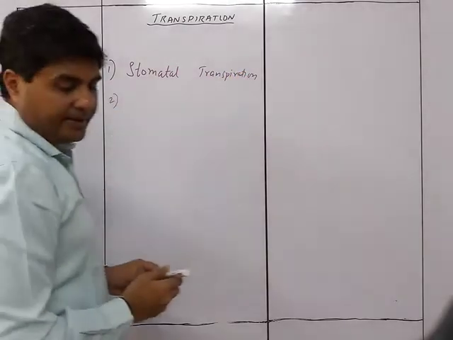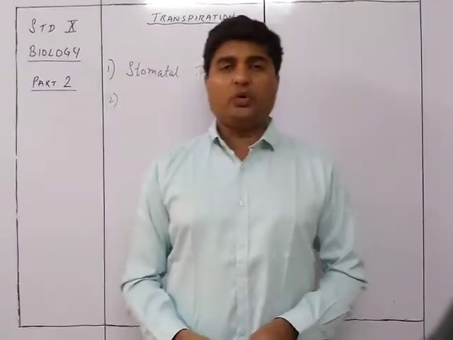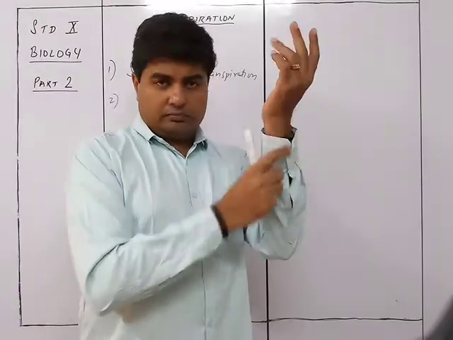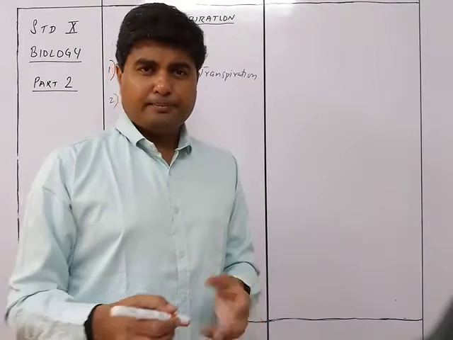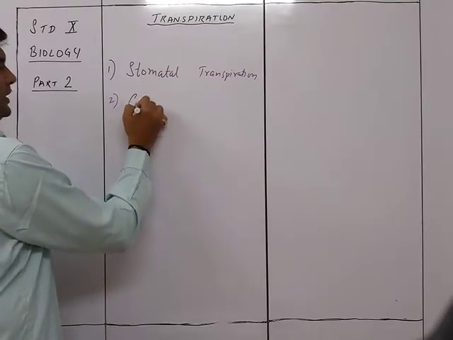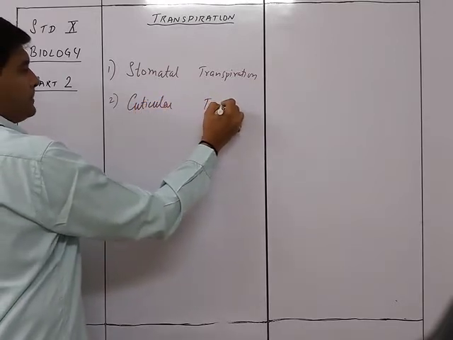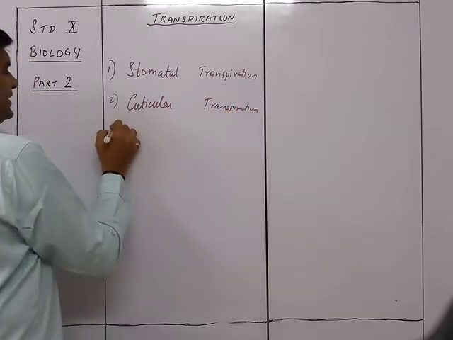The second one is directly from the surface of the leaves and the stem, that is cuticular transpiration. The upper surface of the leaf and the surface of the stem parts all lose water, and that is called cuticular transpiration. So that's the second part.